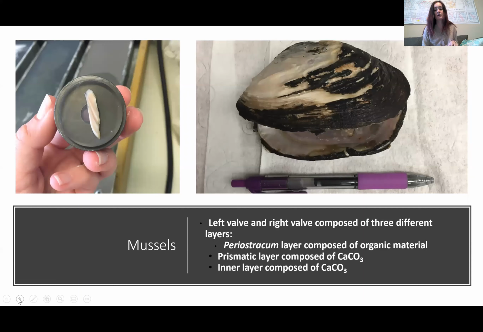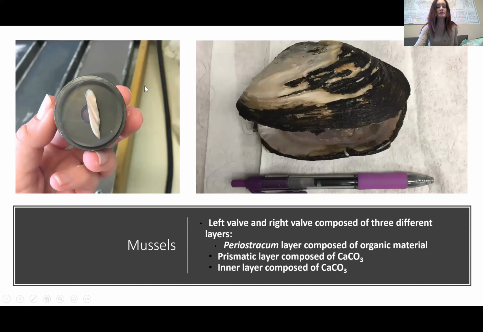Their mussel shell is composed of a left valve and a right valve. That's why they can also be known as bivalves, because they have two valves. And they're composed of three different layers. They have a periostracum layer, which is composed of organic material, and then they have a prismatic layer and an inner layer, which are composed of calcium carbonate. And fun fact, calcium carbonate is what makes up limestone. So mussel shells are made out of the same material that makes up limestone.